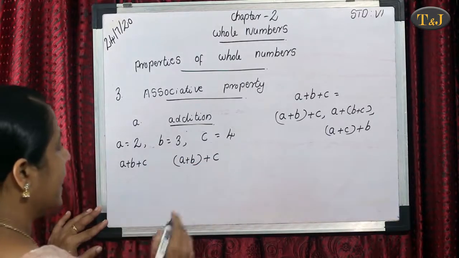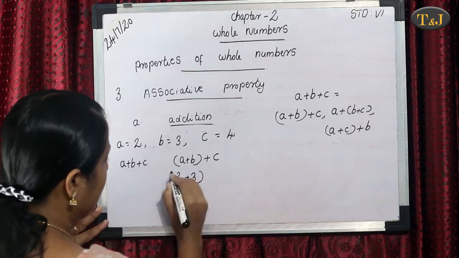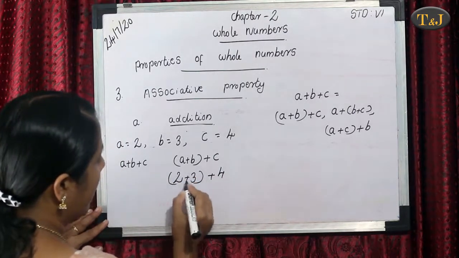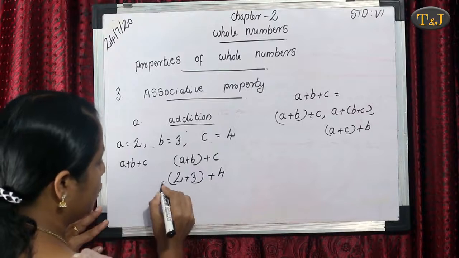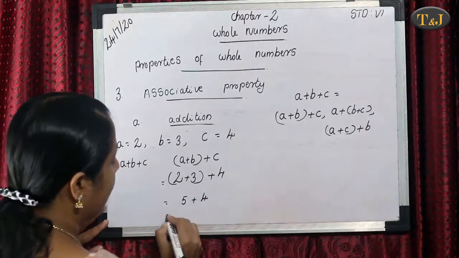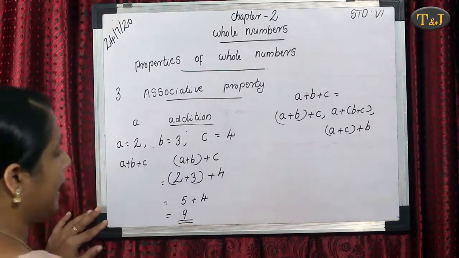Here taking A as 2, taking the value B as 3, grouped together, then taking the value 4. First we add 2 plus 3. We know that 2 plus 3 equals 5. Then 5 plus 4 equals 9. So in the first step we get the answer 9.